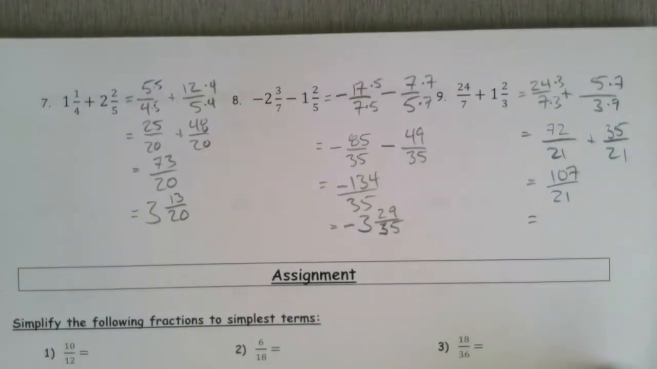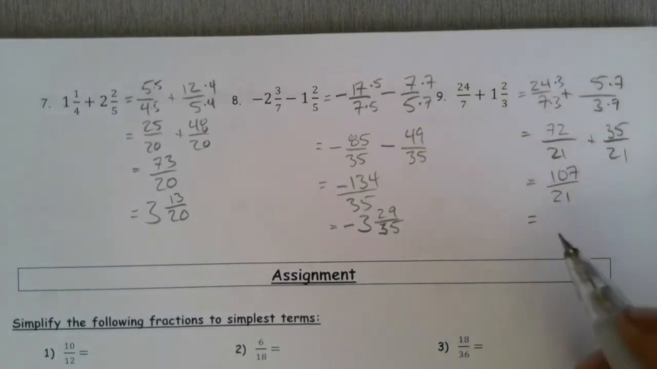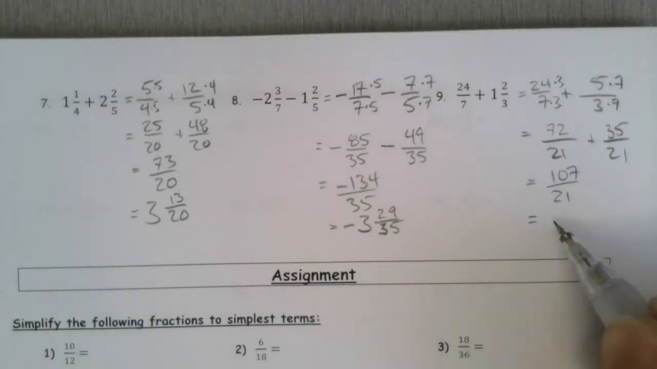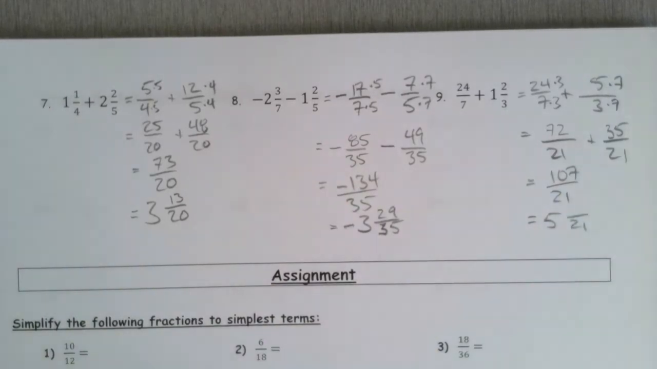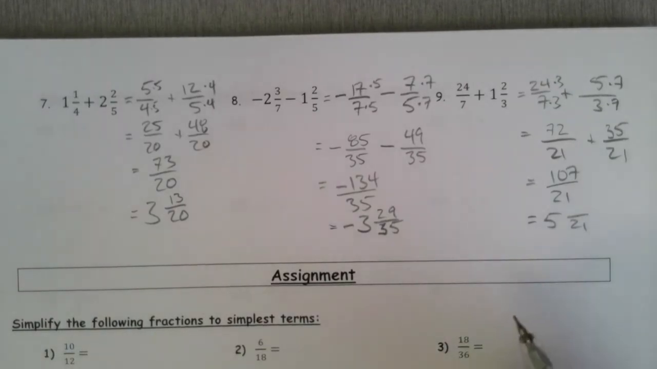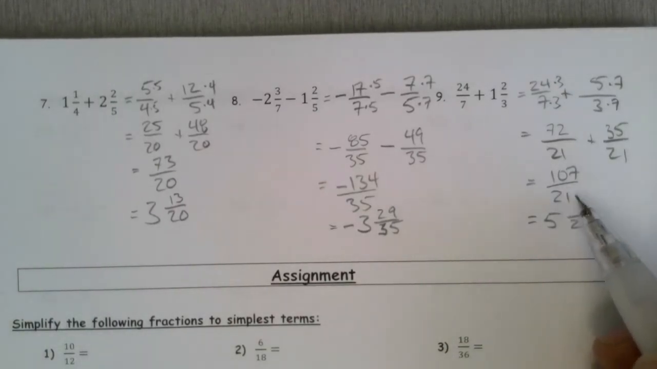Okay. Now, well, let's convert that to a mixed fraction. Well, 107 divided by 21 is going to give us, let's check it, 5. Question is, how many 21sts do I have left over? So 5 times 21 was 105. So we get really darn close here. There's just 2 left over. So it's going to be 5 and 2 21sts.